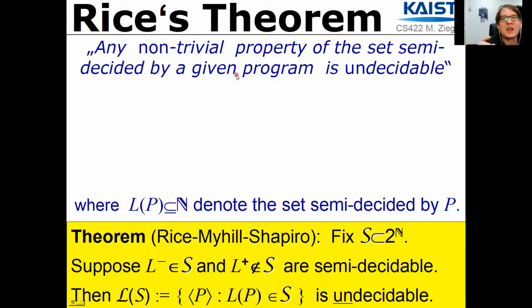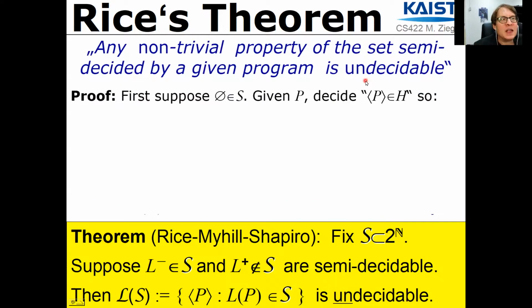Properties of the set semi-decided by the program means that if we modify the program so that it changes its source code but still remains equivalent, then the property should also not change. It must be invariant under syntactic modifications of the program that do not change the semantics of the program. And any non-trivial such property is undecidable. Syntactic properties of programs can be decidable. Non-trivial semantic properties of programs are undecidable. That's the intuition behind Rice theorem.